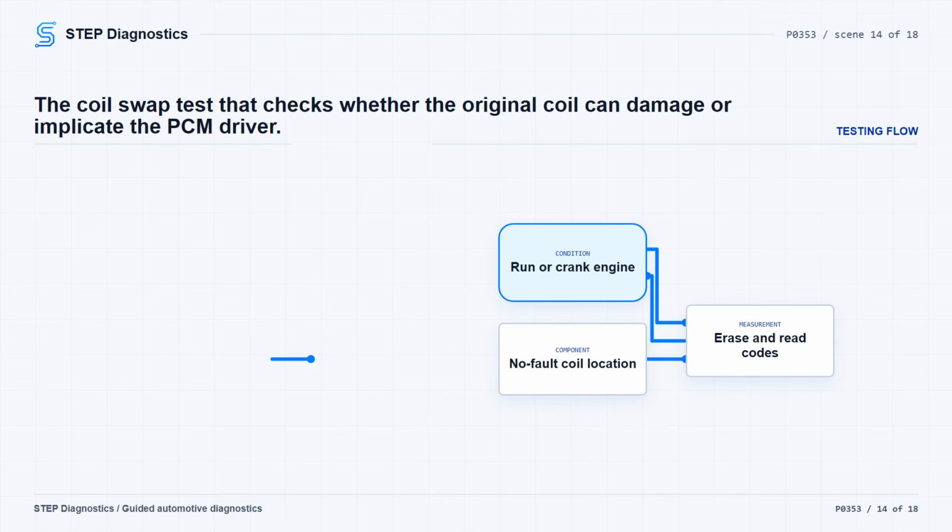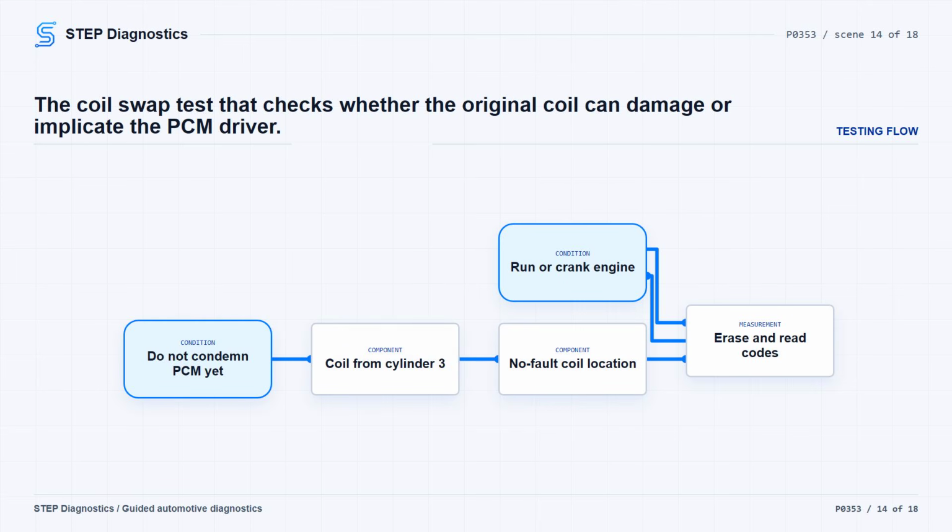Before condemning the PCM, determine whether the ignition coil is causing the driver failure. An internally shorted or damaged secondary coil circuit may be the reason the PCM coil driver failed, so do not replace the PCM until the coil has been checked this way. Remove the ignition coil controlled by the driver that set P0353 and install that coil in another coil location that did not have a fault set against it.